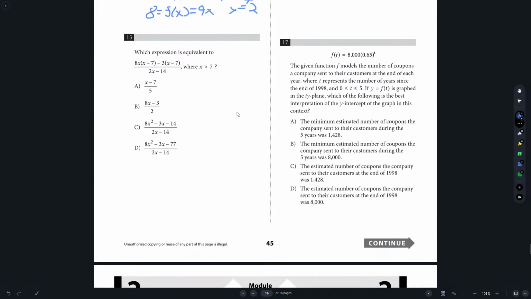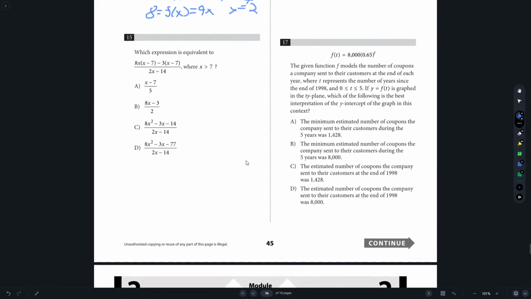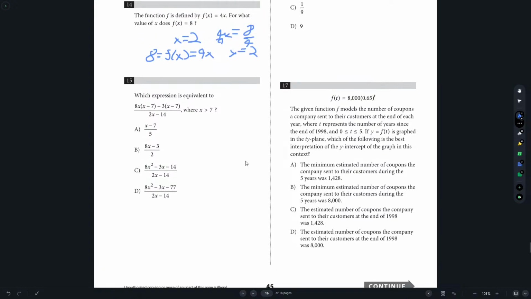Which expression is equivalent to 8x times x minus 7 minus 3x times x minus 7, over 2x minus 14, where x is greater than 7? I find it crazy that we go from these simple problems to suddenly a much harder problem. I do wish this exam was more consistent, but it also looks like an older SAT exam, so it makes a little sense why some of the questions are a bit inconsistent in their difficulty.